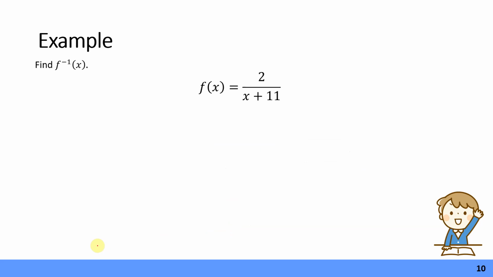Here we have another one. Now we have a fraction. So again, it's the same thing. They're asking us for the inverse. We know the steps, right? Step number 1, get rid of that, replace it with a y. So it becomes y equals 2 over x plus 11.